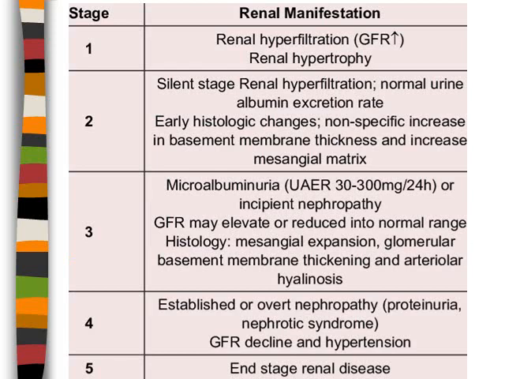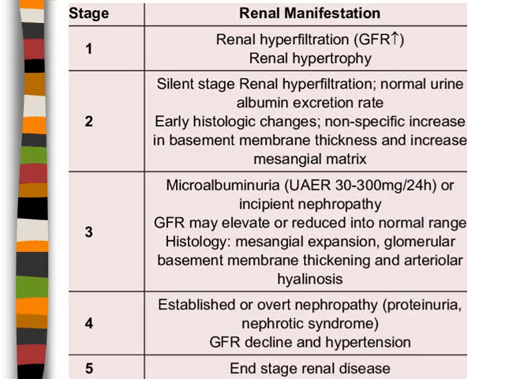We can stage diabetic nephropathy as follows. Stage 1, also called the renal hyperfiltration stage, in which only GFR is increased and renal hypertrophy can be noticed, but there is no albuminuria or microalbuminuria. The second stage is called the silent stage: renal hyperfiltration, normal urine albumin excretion rate, and early histological changes, a non-specific increase in basement membrane. As I mentioned in the last lecture, the structural hallmark of microvascular disease is basement membrane thickening and increased mesangial matrix.